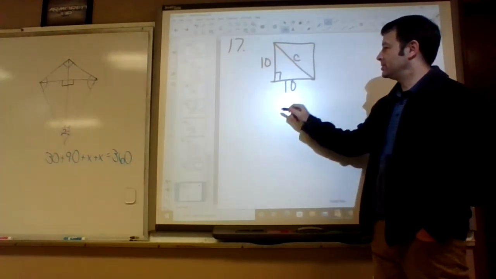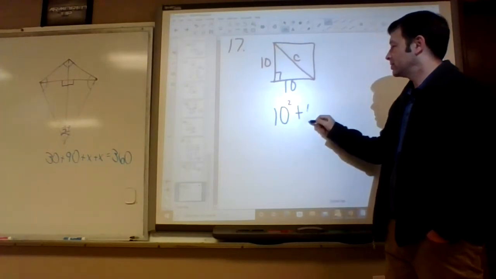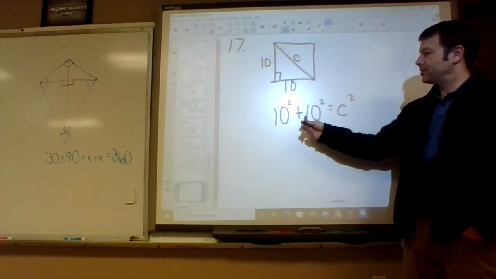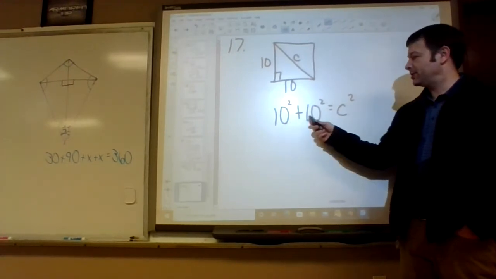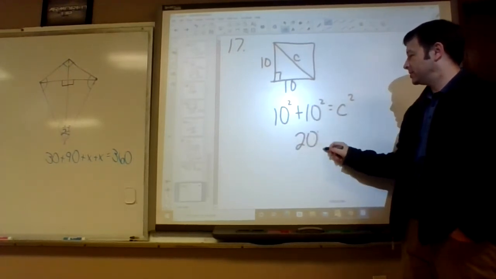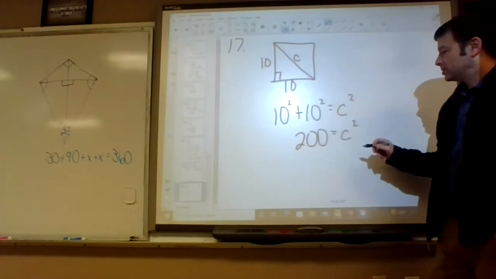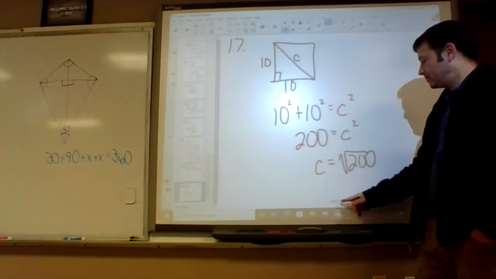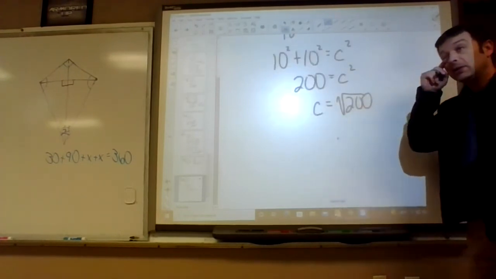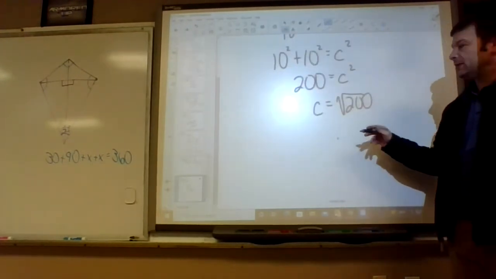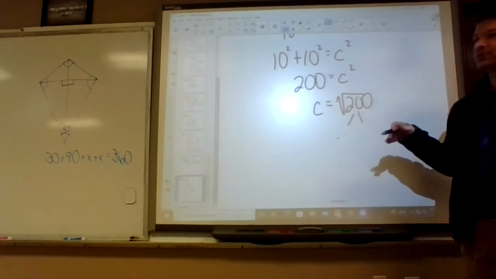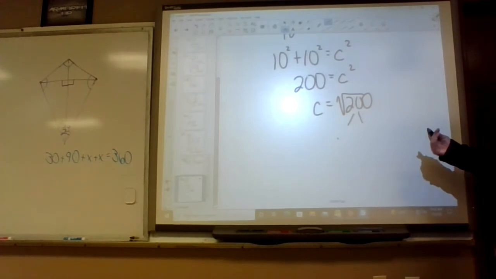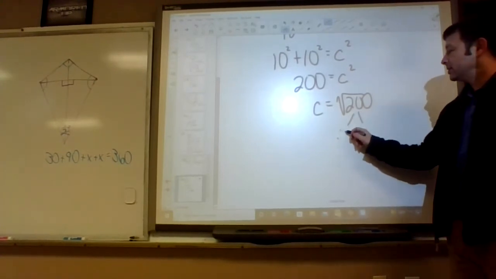10 squared plus 10 squared equals c squared. So that's basically 100, right? 100 plus 100 is 200. The square root of 200 is not 100. It's a decimal. So this is where you want your special calculator. If you don't have a special calculator, here's how you do it.